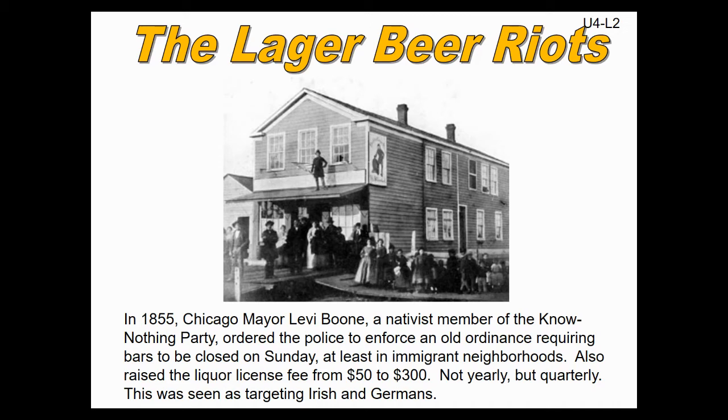So we saw violence in the early and mid 50s in the cities over the ideas of immigration and the nativist movement. And then out west, we saw violence when it came to Bleeding Kansas and the expansion of slavery. So there was a lot of violence going on in our country at this time.